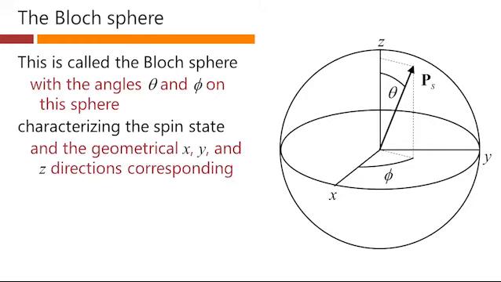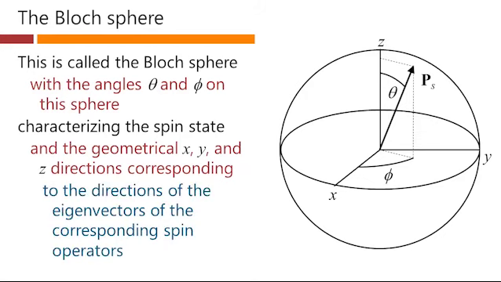And the geometrical x, y, and z directions here correspond to the directions of the eigenvectors of the corresponding spin operators. So if the spin state had been, this would be a spin polarization vector along the x-axis. That would be spin, say, plus x, and spin minus x would have the spin polarization vector out along here. And similarly, for spin plus y, along the y direction, the spin polarization vector would be here, and for spin minus y, if you like, it would be over here.